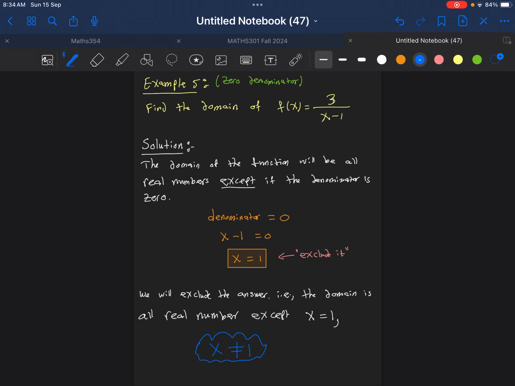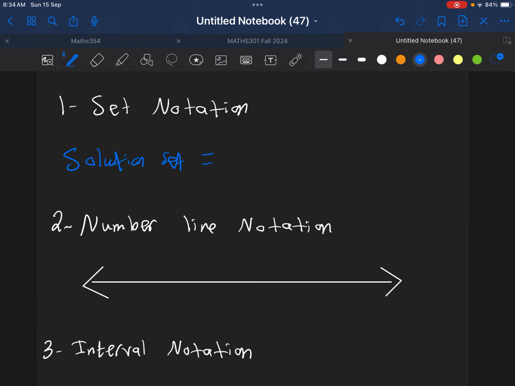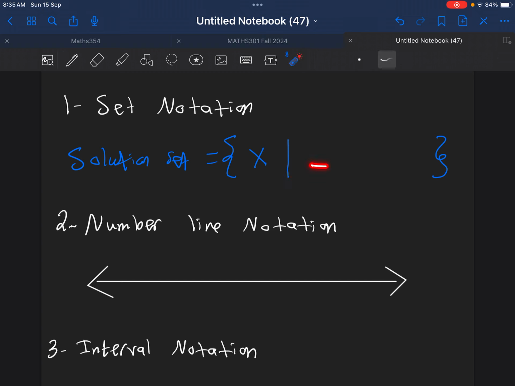Now, can we write the answer like this? No, we have to write the answer the same way we did for inequality, which means we have to write it as set notation. If you remember set notation, we open bracket, we close bracket, we write x, and then we write a line here. And on this side, you write your description. What is your answer? And remember, my answer after the exclusion: x not equal to 1.